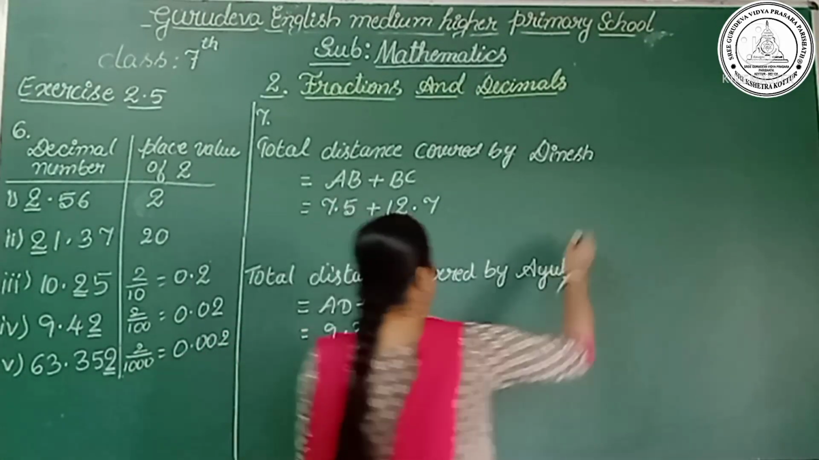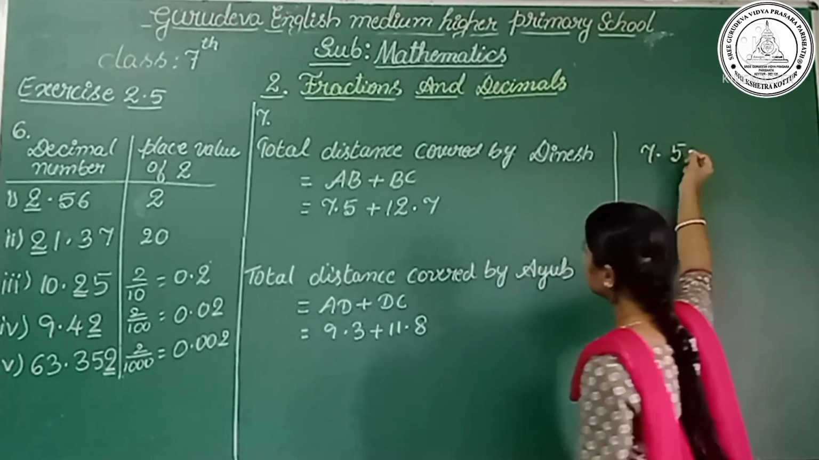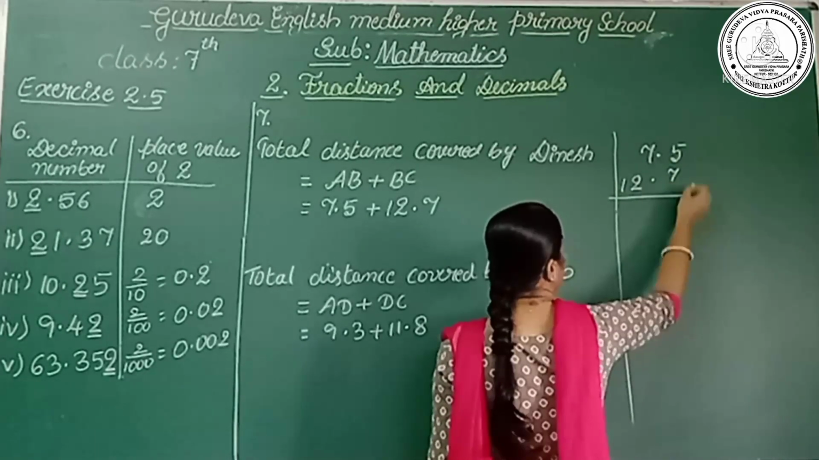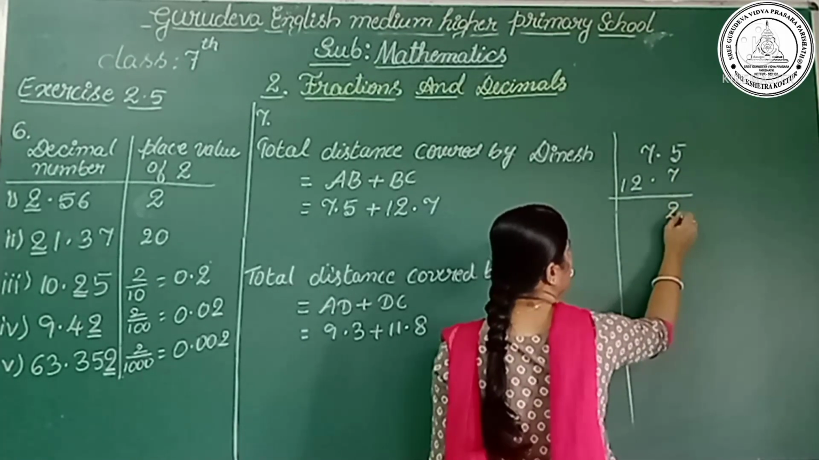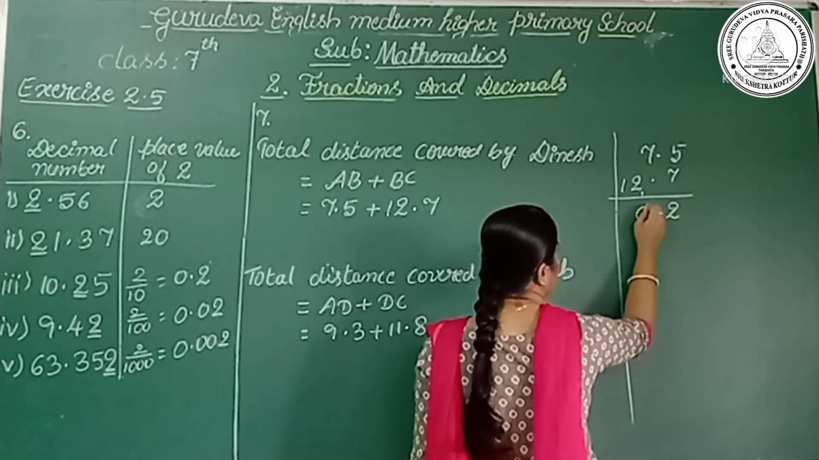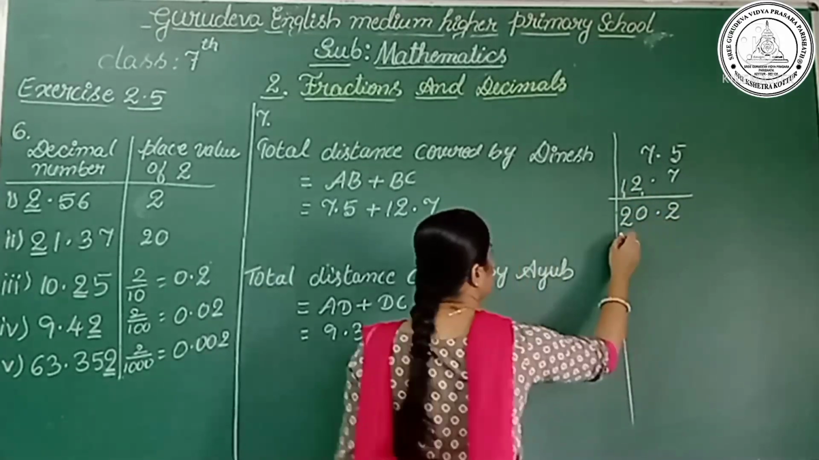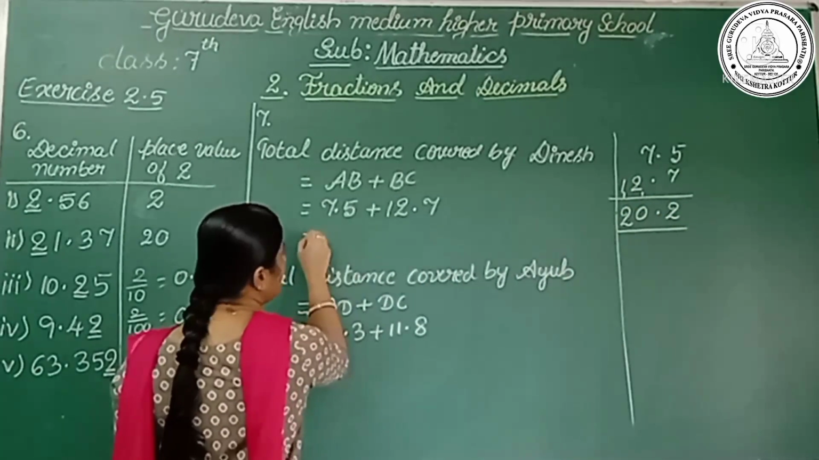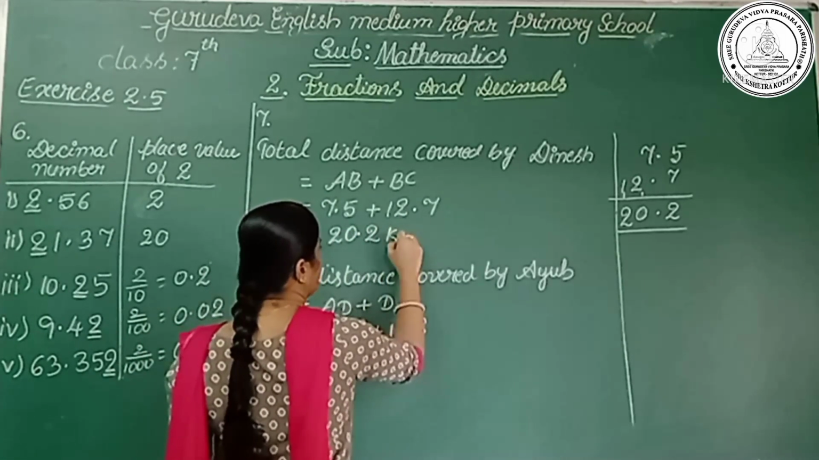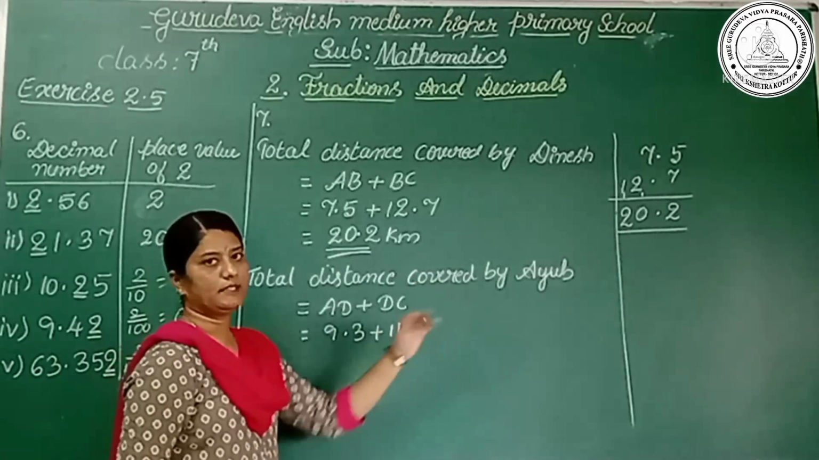So you may do the addition on the right side. 7.5 and 12.7. Add here: 5 plus 7 is 12. Carry 1. 7 plus 2 is 9, 9 plus 1 is 10, 0, carry 1, then 1 plus 1 is 2. So Dinesh covered the distance 20.2 kilometers.